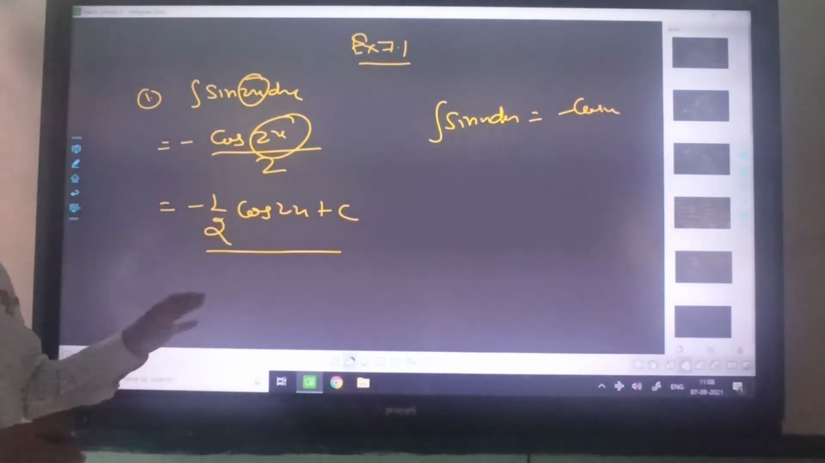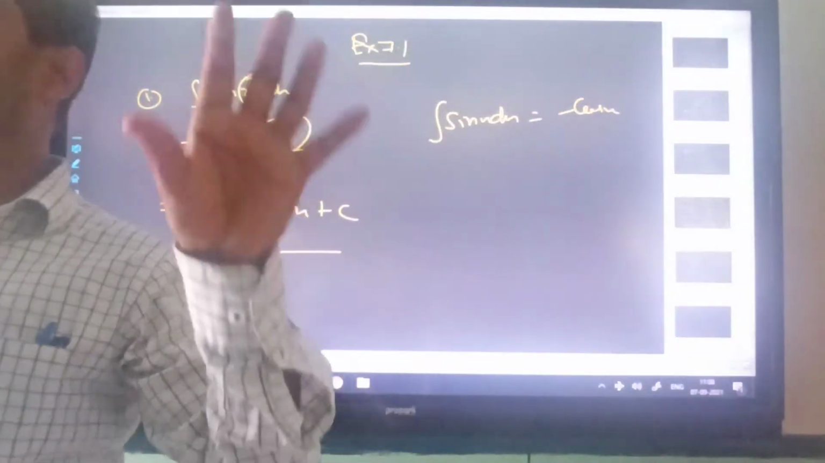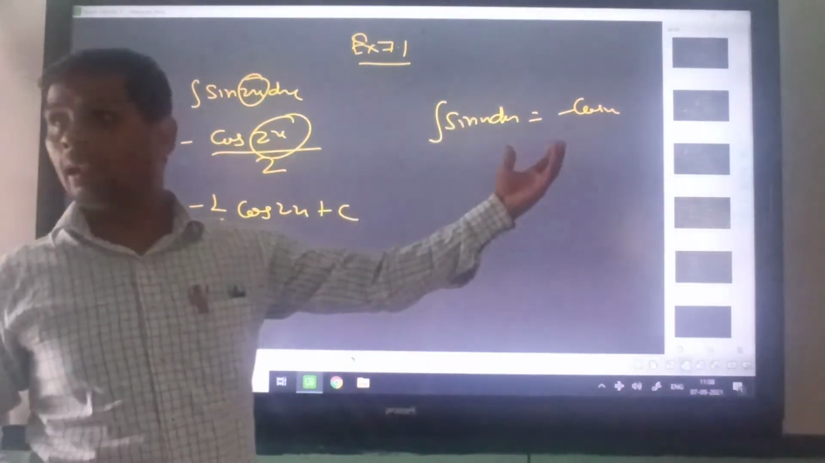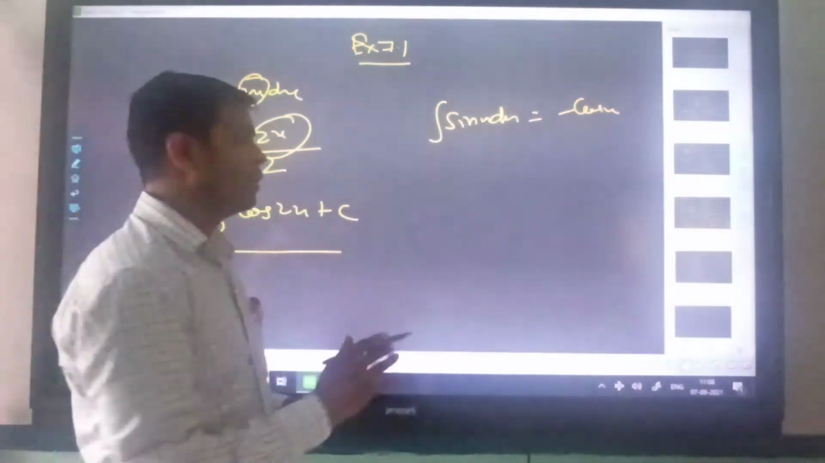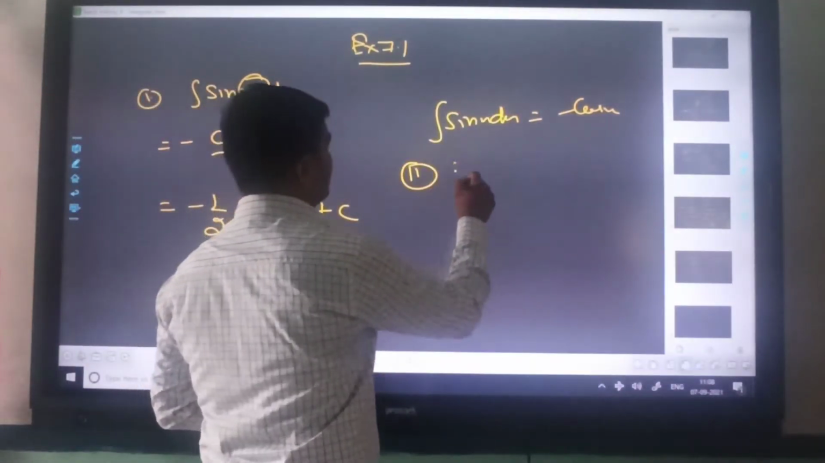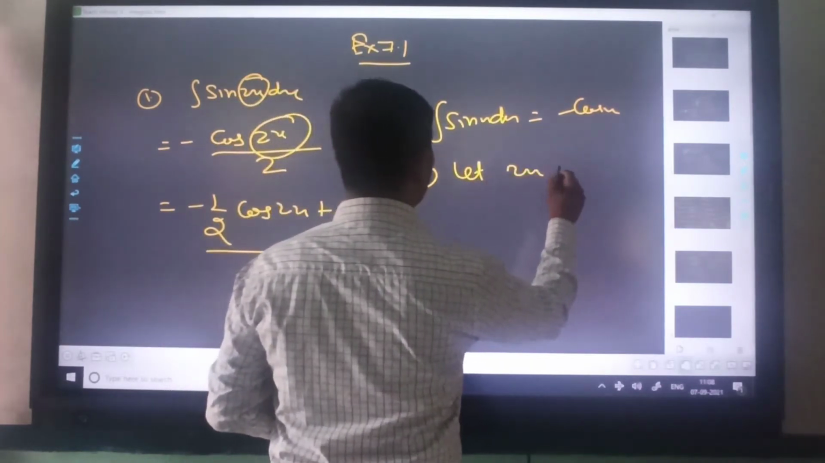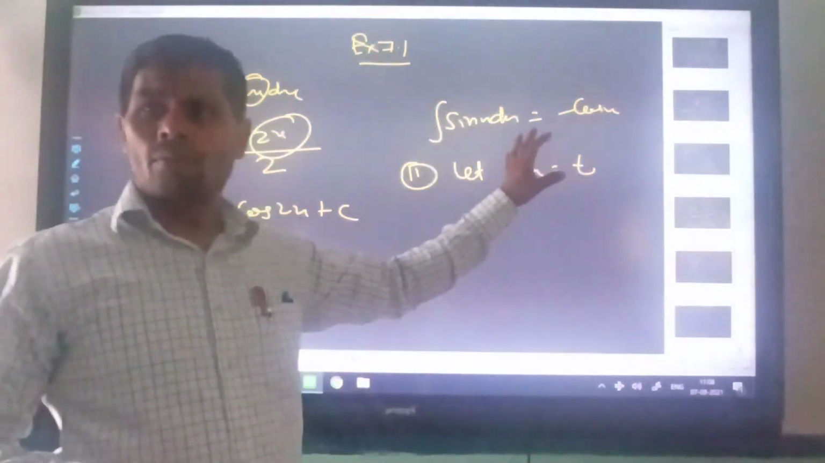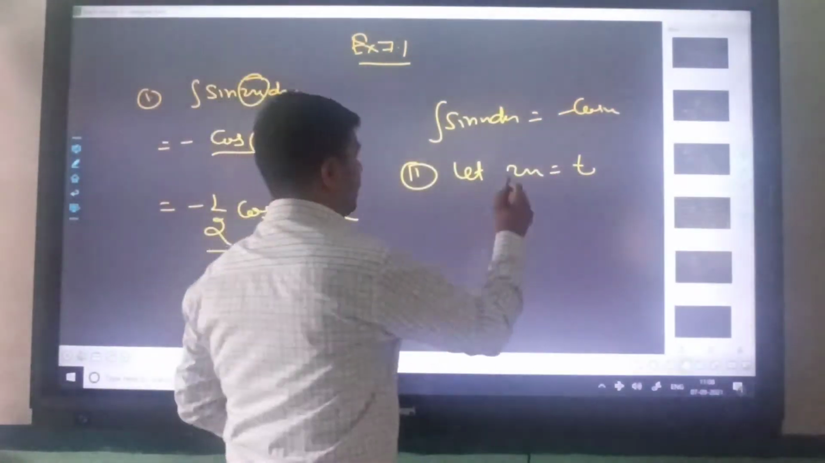Actually this is the direct process. But if we want to solve this question in detail, then how can we solve it? I am giving you another method. You can consider, let 2x equal t. Although in the next exercise I will explain it, leave it for some time. Okay, I am explaining it to you.